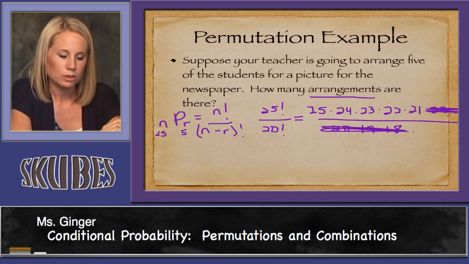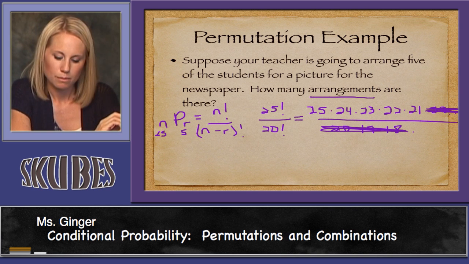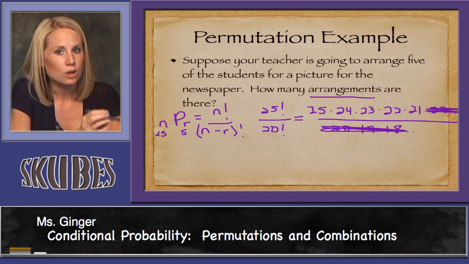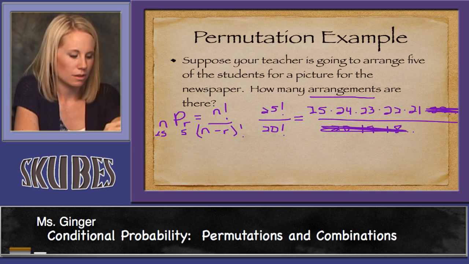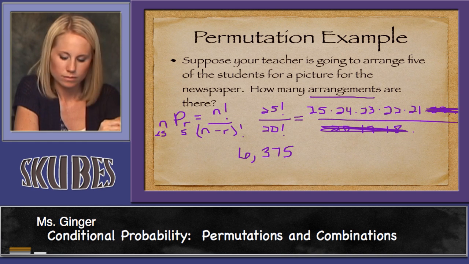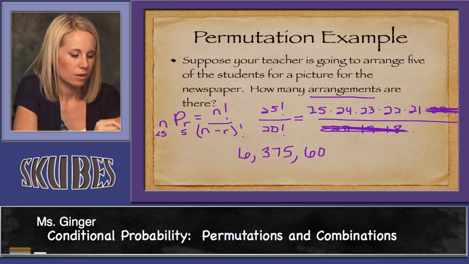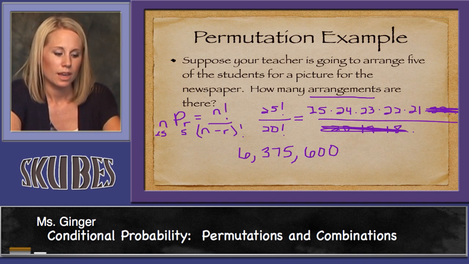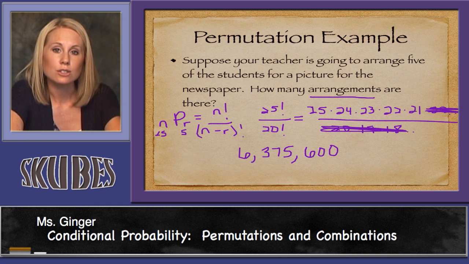So really all I'm dealing with is 25 times 24 times 23 times 22 times 21. Try it with me. It is going to be a large number. Type that in, and you should come out with this number here. 6,375,600. So that was our permutation example. That concludes our lesson on conditional probability, permutations, and combinations.